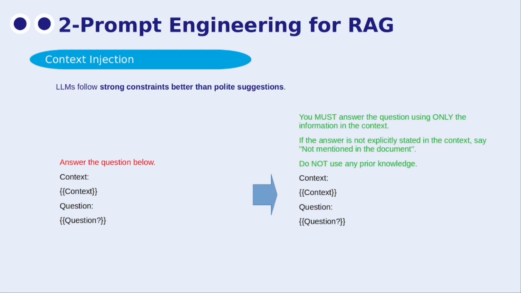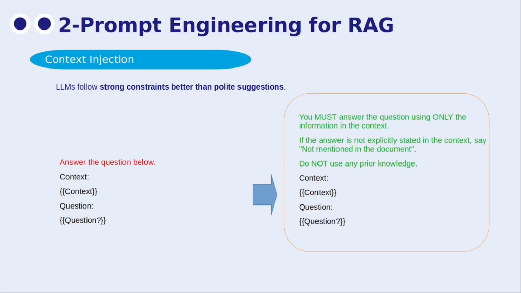Prompt engineering for RAG. Now let's talk about prompt engineering. For RAG, prompt design is not optional. It directly controls answer quality. Context injection: bad and good. Let's look at a bad prompt first. This looks okay, but the rules are weak. The LLM may still use outside knowledge.